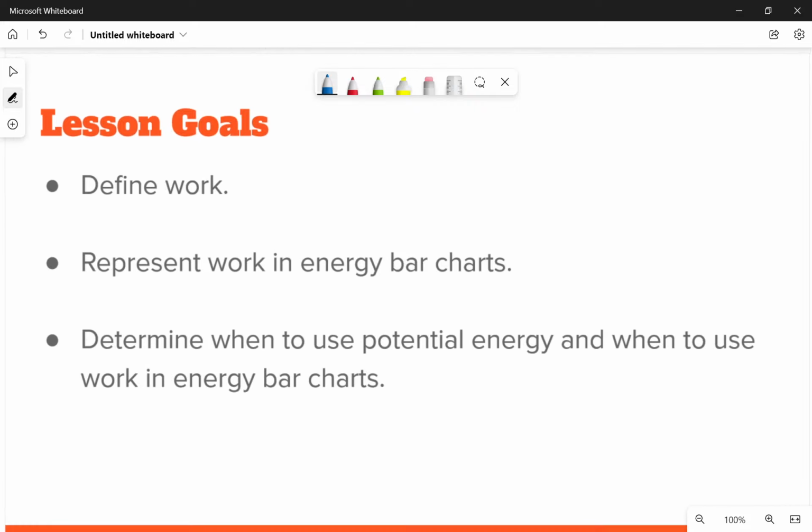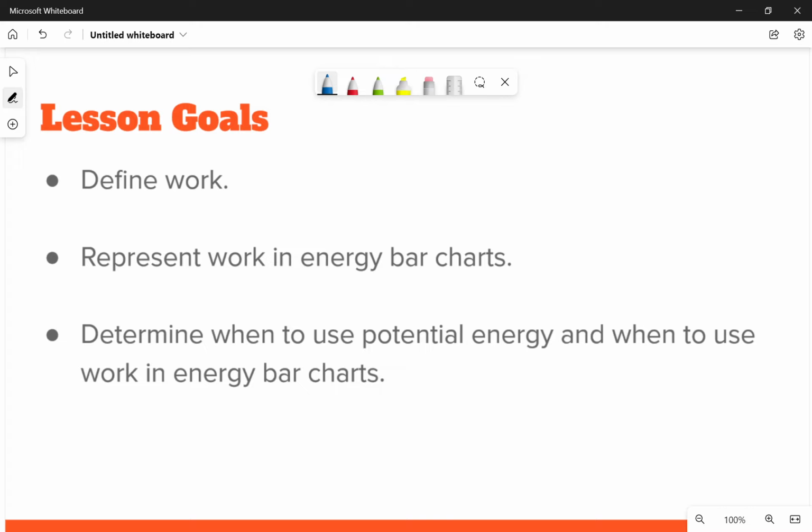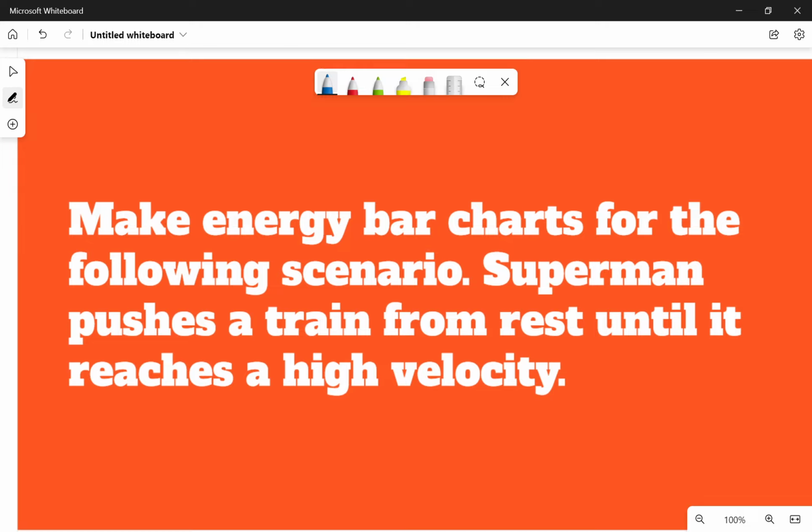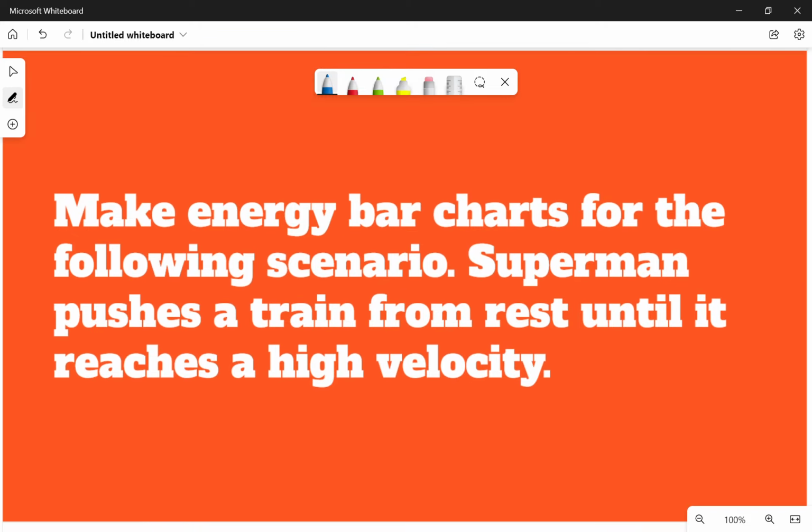So the lesson goals are, first, I want you to understand the definition of work. Second, you need to be able to represent work in energy bar charts. That goes along with our indicator of energy transformations: you need to be able to see where the energy is flowing, and that's what our bar charts are for, identifying how work plays into transformations. And last, you need to be able to determine when to use potential energy and when to use work. That's a fairly simple idea, but if we're not explicit about teaching it, sometimes it gets confusing.